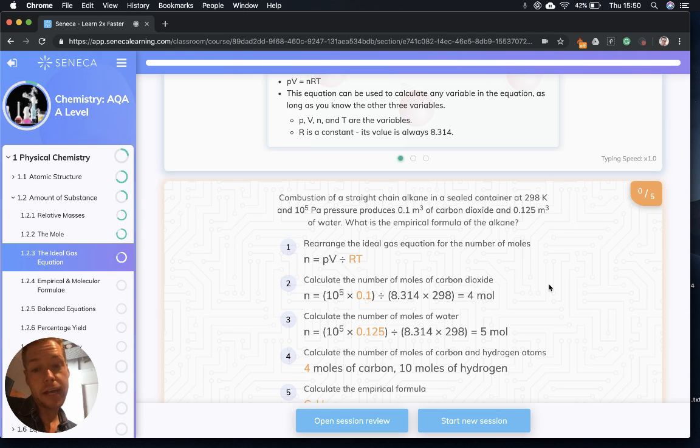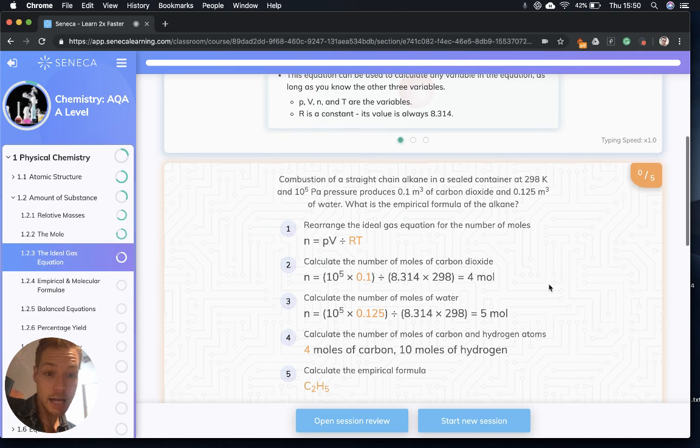Let's say we have a straight chain alkane in a sealed container at 298 K. That's the temperature. So temperature is always in K, and 10 to the 5 pascals pressure. And this produces 0.1 m cubed of carbon dioxide and 0.125 m cubed of water. Now, what's the empirical formula of the alkane?